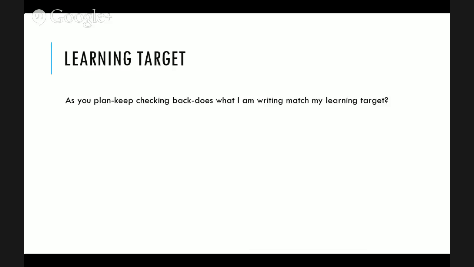So just keep checking after you get done with the during reading lesson plan, go back and look. Does this match my learning target? So if your learning target was the students will be able to answer who, what, when, where, why, how about a story, go back and see, did you accomplish that in your during reading lesson plan so that the students will be able to accomplish that in their independent work time.